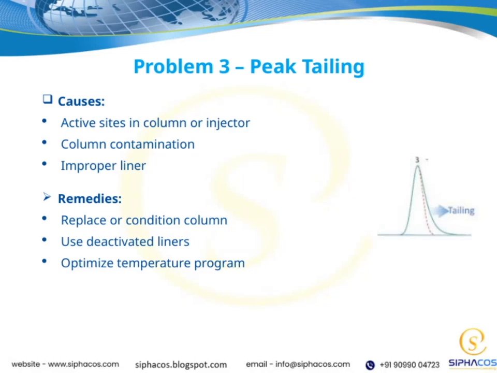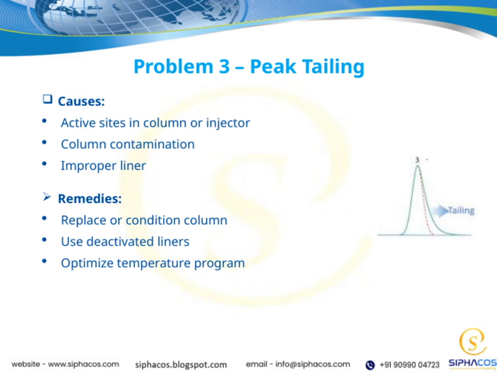Let's talk about problem 3, which is peak tailing. This issue can often be caused by several factors. For instance, active sites in the column or injector can lead to tailing because they cause interactions with the analytes, resulting in broadened peaks. Additionally, column contamination, perhaps from residues or impurities, can also contribute to this problem. Sometimes, the liner used in the injector isn't properly deactivated or is incompatible, which can further exacerbate peak tailing.